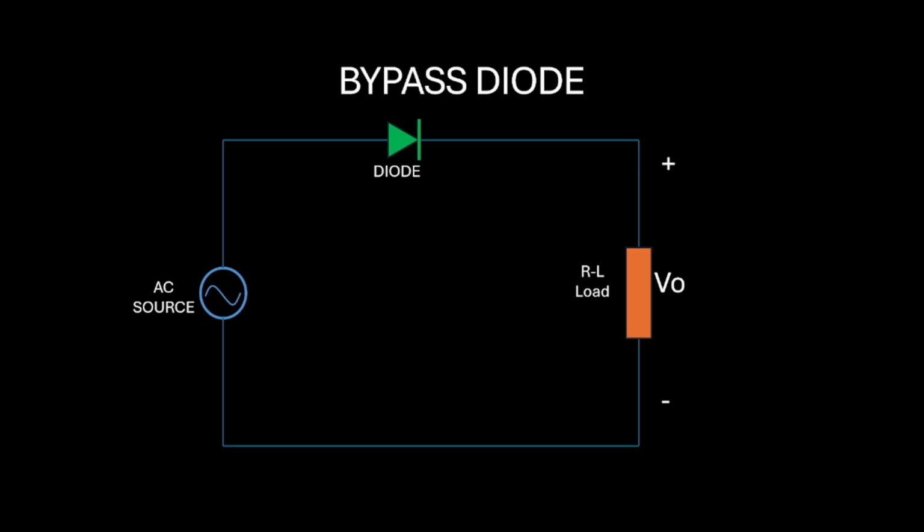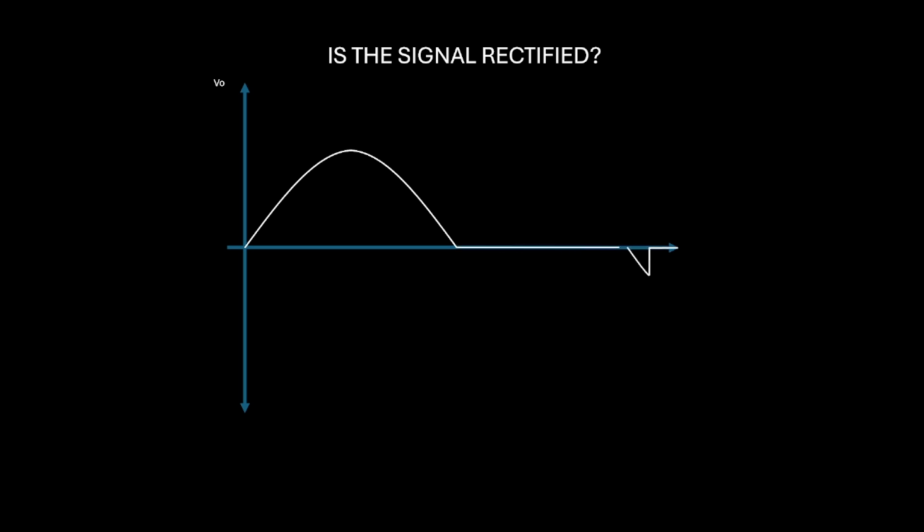Now let's talk about the bypass diode and its crucial role in protecting the circuit. The bypass diode is designed to provide an alternate path for the current when certain conditions are met, such as when the main diode is in reverse bias. This helps maintain a smooth flow of current and protects sensitive components from voltage spikes, especially in circuits with inductive loads. Essentially, it ensures the circuit continues to function without interruptions, even under varying voltage conditions.